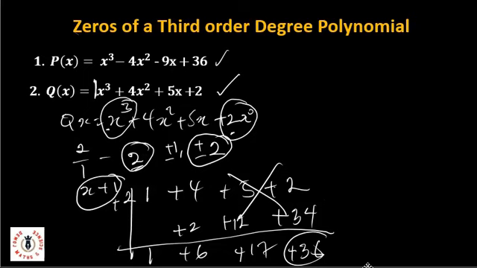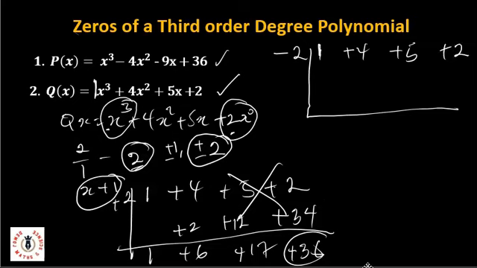Now, let's try the last one, and that is minus 2. Definitely minus 2 is a 0 for this polynomial, but let's give it a try first. 1, I have plus 4, we have plus 5, and we have plus 2. Now, minus 2 here, let's bring 1 down. Minus 2 times plus 1, that's minus 2. Plus 4 minus 2, that's plus 2. Minus 2 times plus 2, that's minus 4. Plus 5 minus 4, that's plus 1. Minus 2 times plus 1, that's minus 2. Plus 2 minus 2, that is 0.